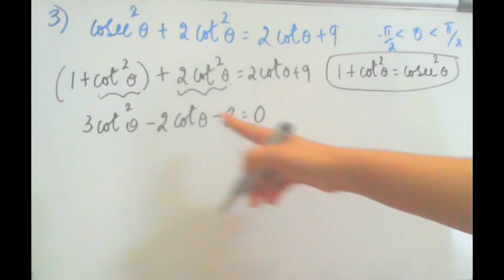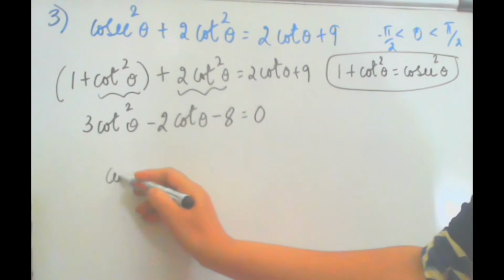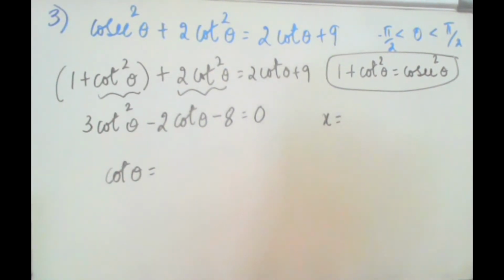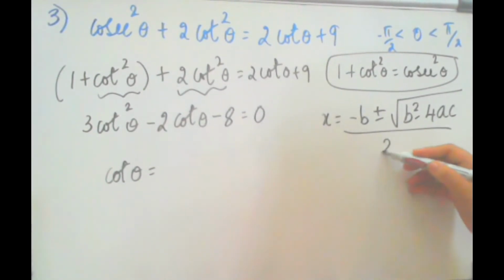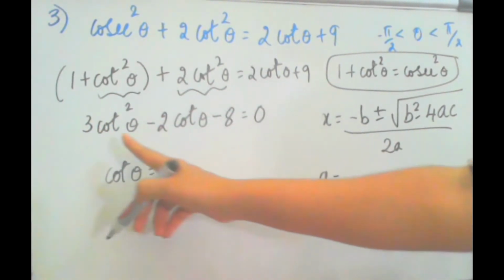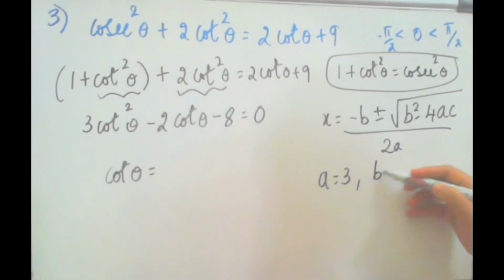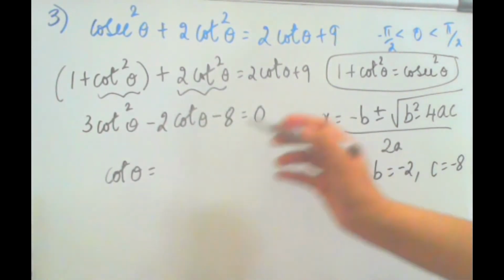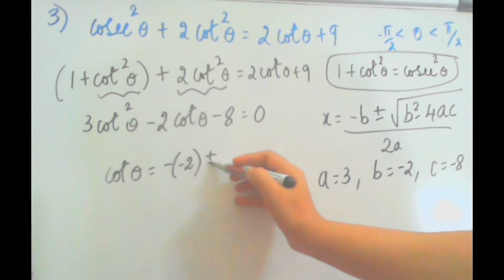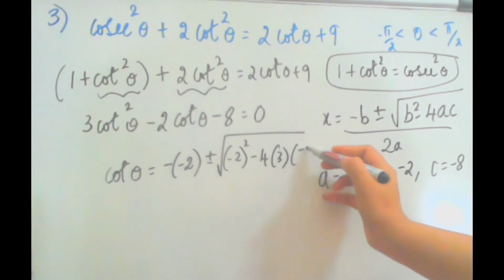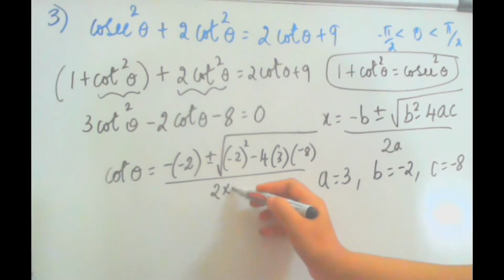Now this is a quadratic equation in cotθ. So how do we find the roots of a quadratic equation? This is the formula: x = (minus b plus or minus square root of b² minus 4ac) divided by 2a. So what are our a, b and c here? a is equal to the coefficient of x², in this case cot² is 3. b is the coefficient of x, which is cotθ, minus 2, and c is the constant minus 8. So let us substitute: minus b plus or minus square root of b² minus 4ac, divided by 2 into a.